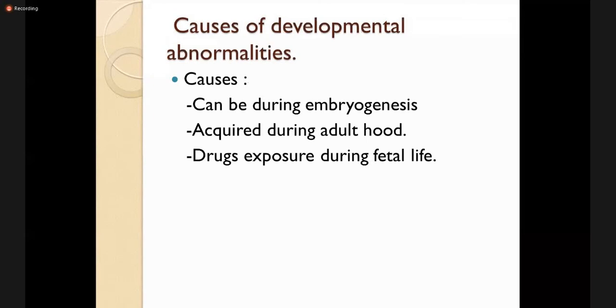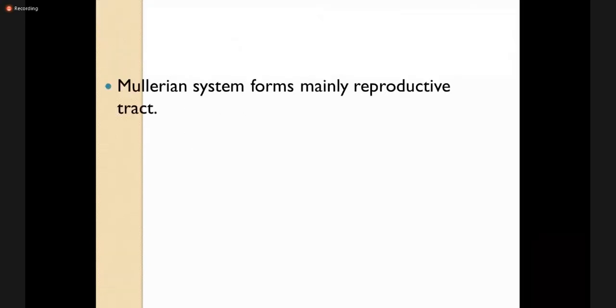Coming to our topic, causes of developmental abnormalities can be broadly classified as the causes which happen during embryogenesis, that include chromosomal abnormalities, and these can also be acquired, for example any exposure of a mother to drugs during fetal life, which will also come into account. As you know, your knowledge of embryology is mainly formed by the mullerian system, which is responsible not only for the reproductive tract, but also parts of the urinary tract, which are formed by a similar system.